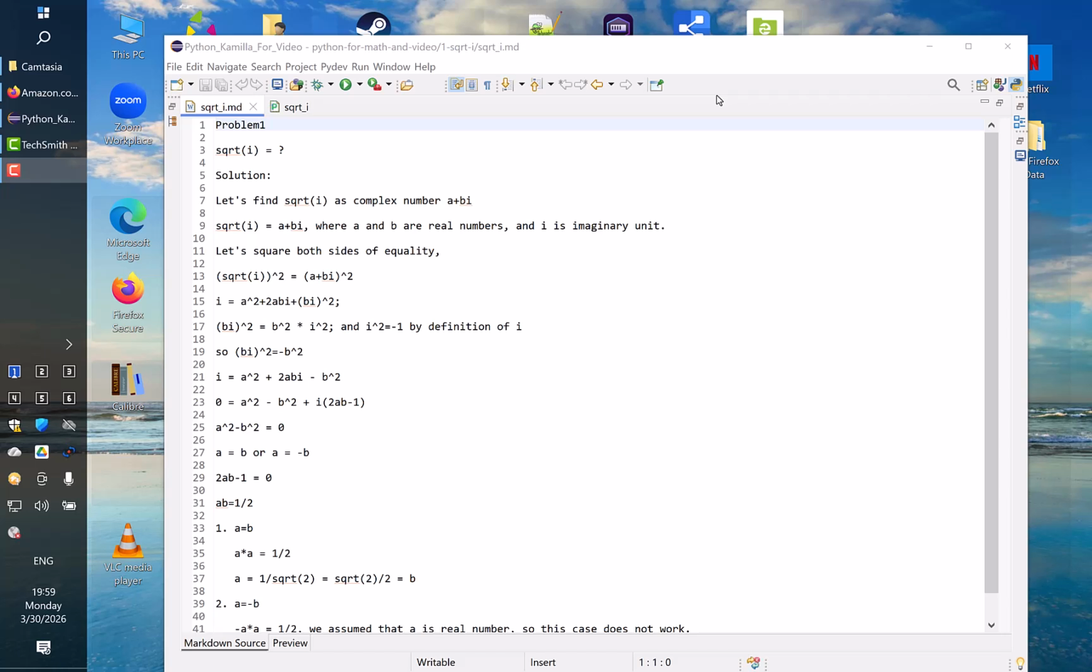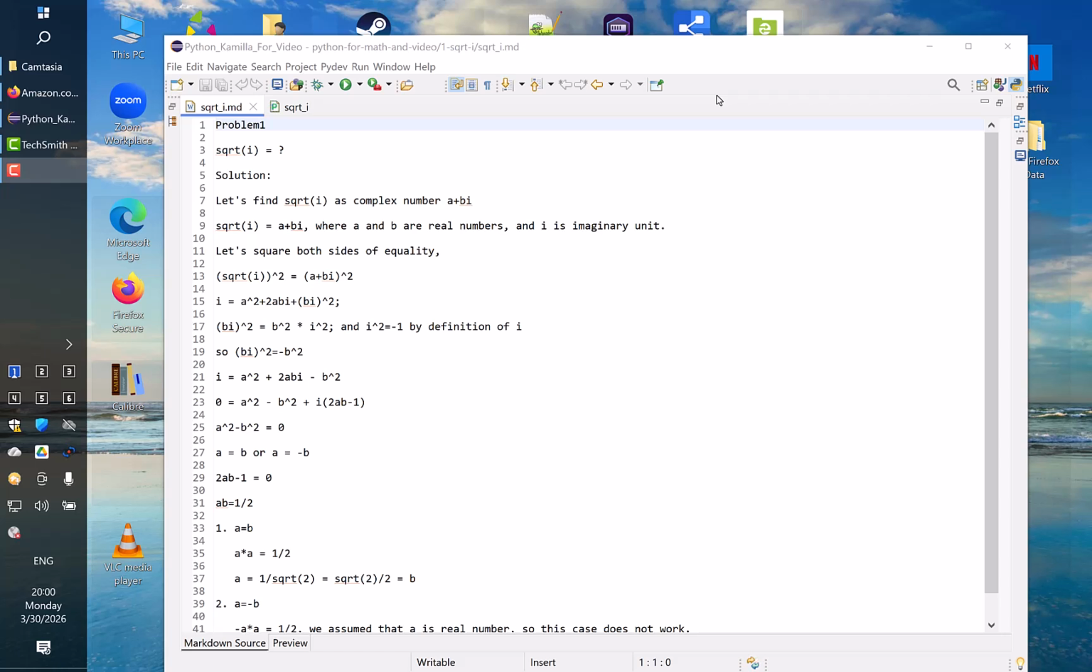The square root of i squared is equal to (a plus bi) squared. We square the left side and square the right side. So we get i equal to a squared plus 2abi plus (bi) squared. But (bi) squared is equal to b squared times i squared, and i squared is equal to negative 1 by definition of i. So (bi) squared is equal to negative b squared. So we have i equal to a squared plus 2abi minus b squared.